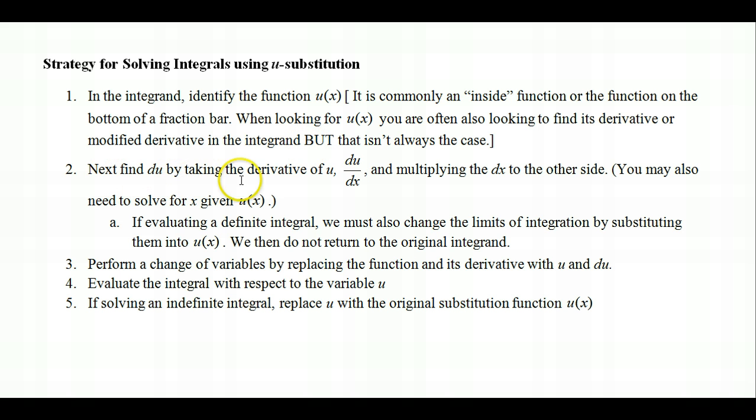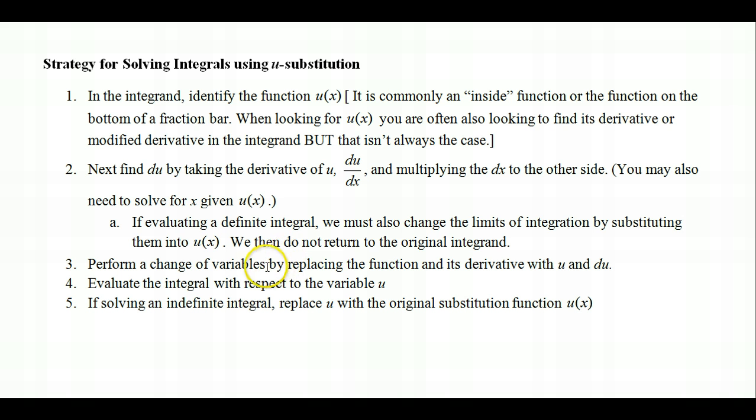Once we find that u, we're going to take its derivative, so we're going to find du dx, or I'm being vague here because usually it will be x, but we could have a different variable. So find du dx and then multiply the dx to the other side. Something else we may have to do, and we'll see an example of this, is we may also have to solve for x given the u of x function. And we'll see what that means in an example. And this is sort of a sub-portion to part 2. If evaluating a definite integral, we must also change the limits of integration by substituting them into u of x. So we then do not return to the original integrand. And again, there's going to be a formal substitution method for definite integrals that will show a little bit of what I'm talking about here, but we have to remember if we're solving a definite integral that there's going to be an additional step that says we have to change our limits of integration.